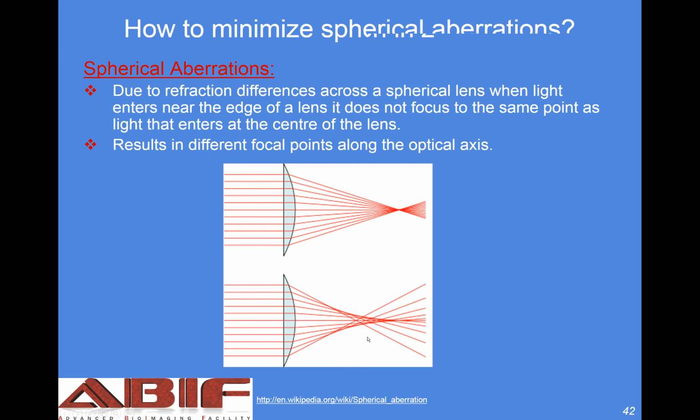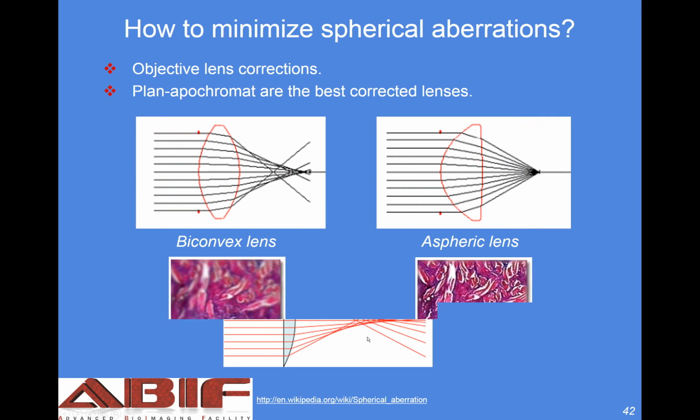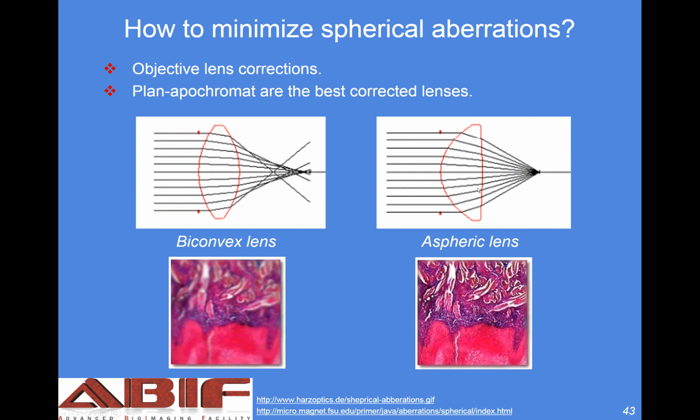This can be corrected for using different types of lenses. This is an example with an aspheric lens where the backside of the lens is flat, so you're not seeing the refraction occurring, and you get a much tighter focus. And in the microscope image, if you're doing a section through a sample, the spherical aberrations appear as a blurriness. And you can see in this aspheric lens that the image is much less blurry.